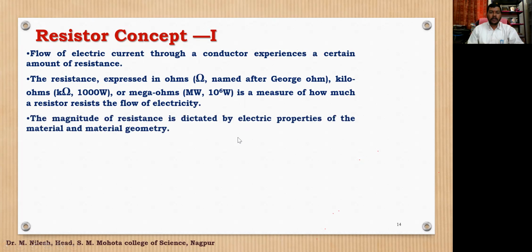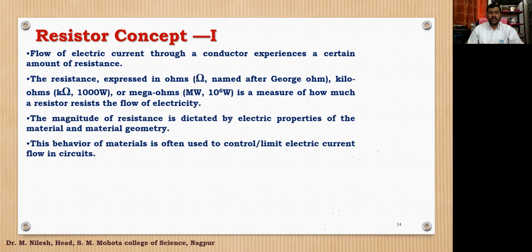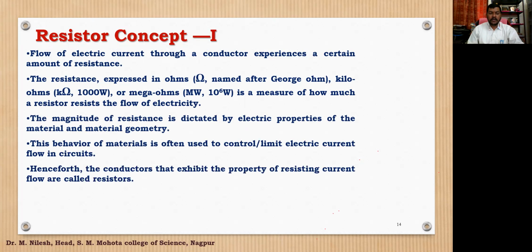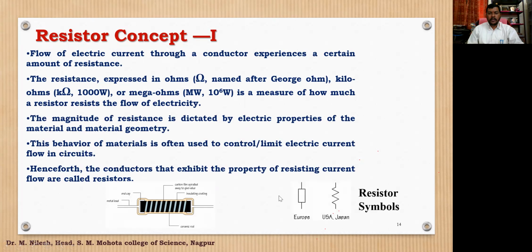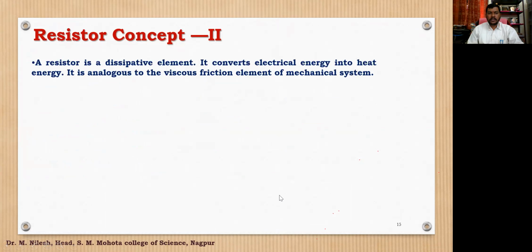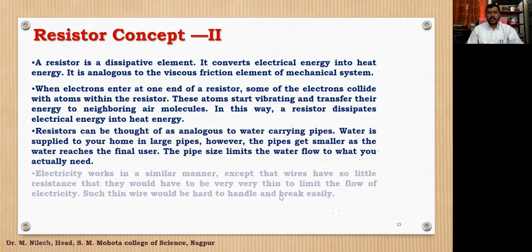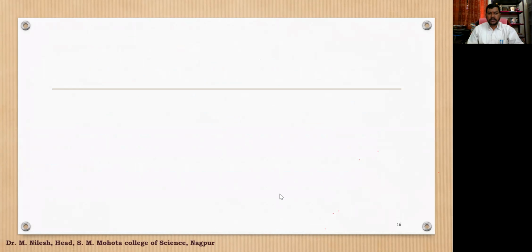And this is dictated by the properties of the material that we are going to use, and that limits the current also. This is what we have studied. This is the basic structure of a resistance that we are using, and these are the symbols. Then the second concept of resistance is the heat that is being generated and dissipated.